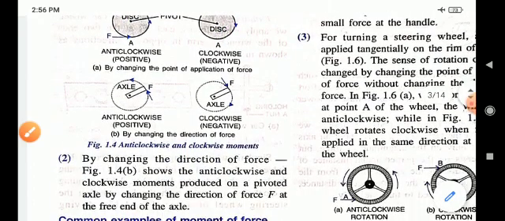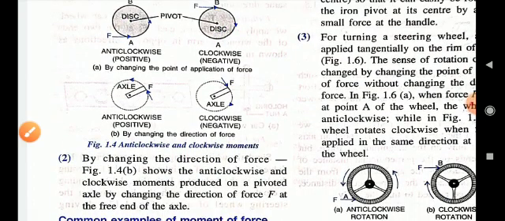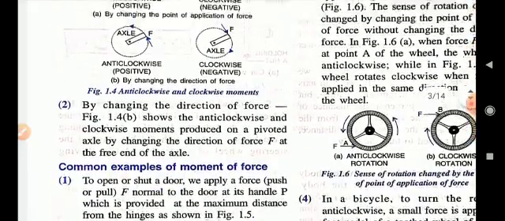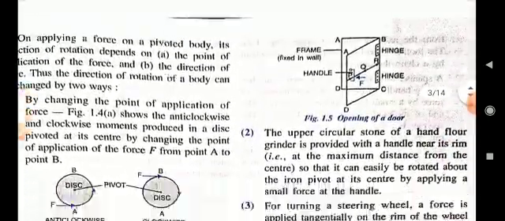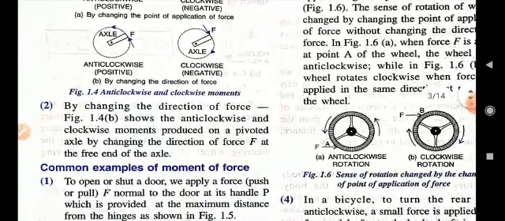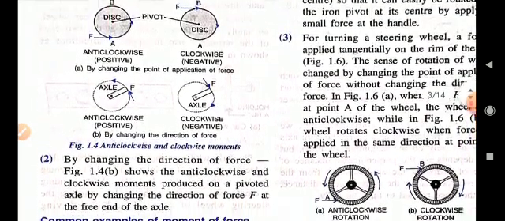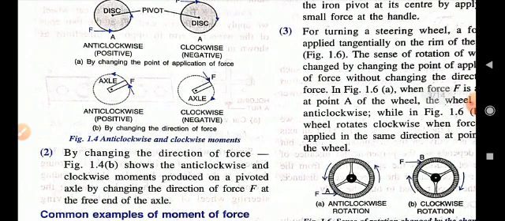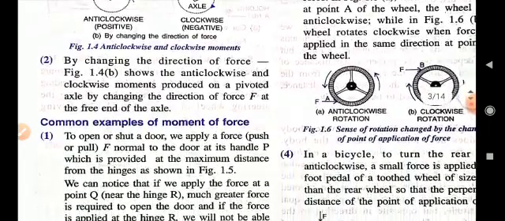Children, second point: by changing the direction of force, we get the anti-clockwise direction and clockwise direction. So the anti-clockwise and clockwise moments are produced on a pivoted axle by changing the direction of force. F is the force on the axle.